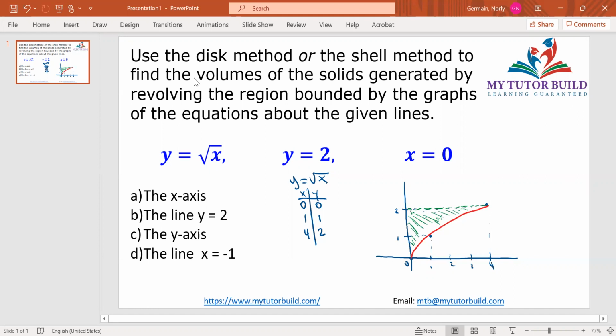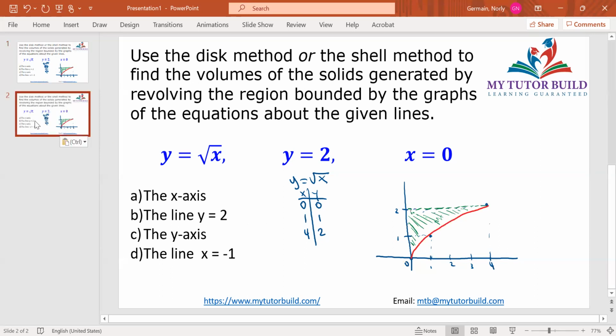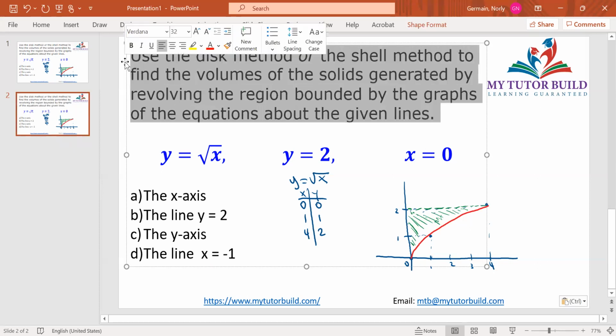Would we use the disk method or the shell method to find the volumes? To find the volume of a solid of revolution with the disk method, there is a formula that you can use. We're going to see that. Or to find it using the shell method, there is another formula. Both of them can give you the same answer, but one is much easier than the other. Let's recopy this here, and I am going to erase this just to have more space.